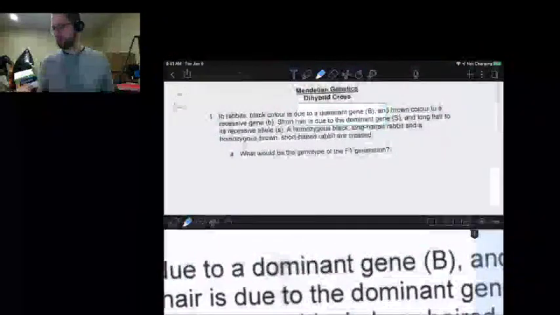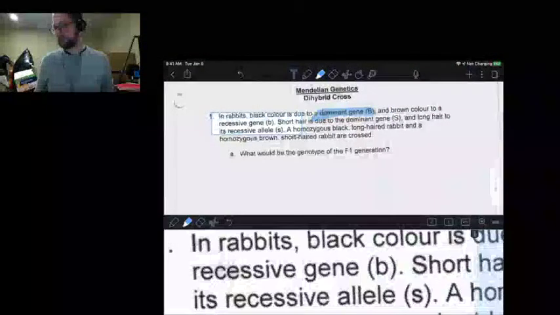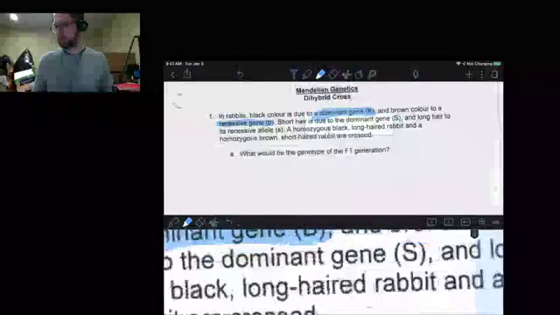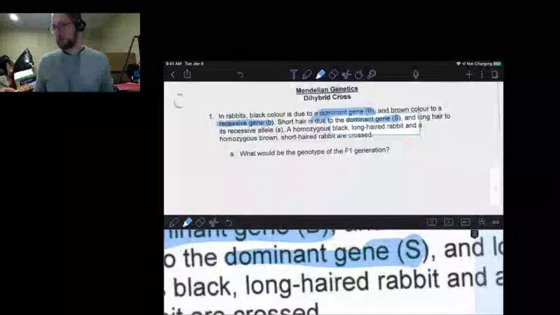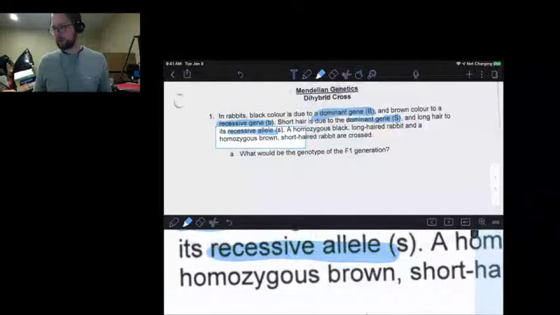So in rabbits, black color is due to a dominant gene and brown color due to a recessive gene. So we are using a capital B here to represent the dominant gene and a lowercase b to represent the recessive gene. Short hair is the result of a dominant gene, which we will call S for short, and long hair is a recessive allele. The recessive allele has to retain the same lettering, so it is a lowercase s.